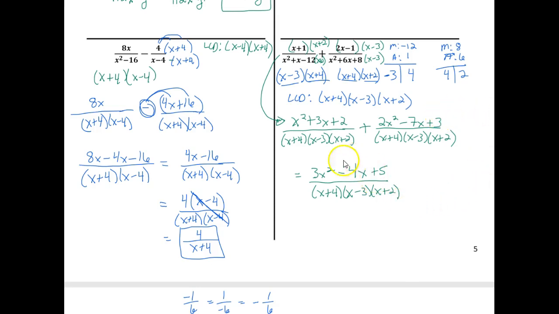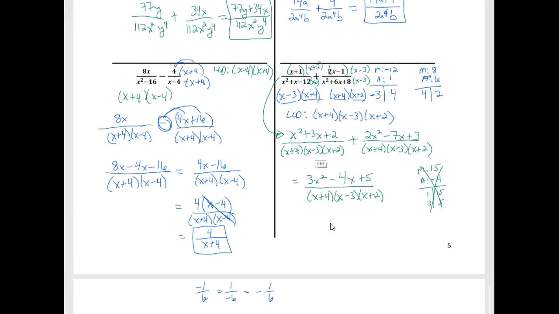Alright, once I have combined it into a single fraction, I need to check to see if I can factor again. So my front or leading coefficient is not a 1, so I take a times c, or 3 times 5. I'm looking for factors that will multiply to 15 and add to negative 4. The only factors of 15 are 1 and 15 or 3 and 5. I cannot get negative 4 out of any of those, so our numerator is prime, can't be factored, and this is as far as we can go.